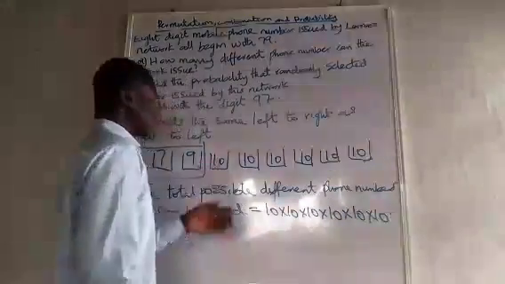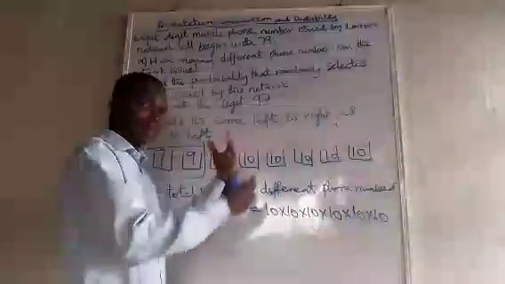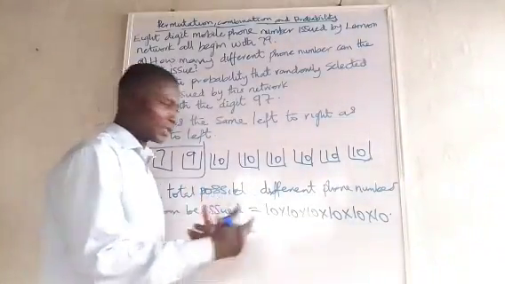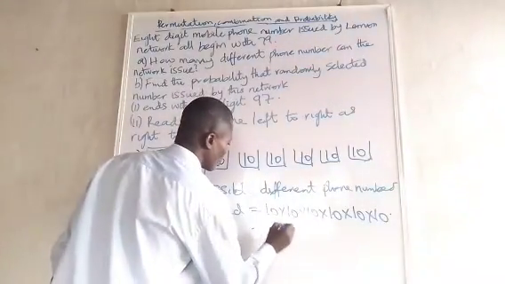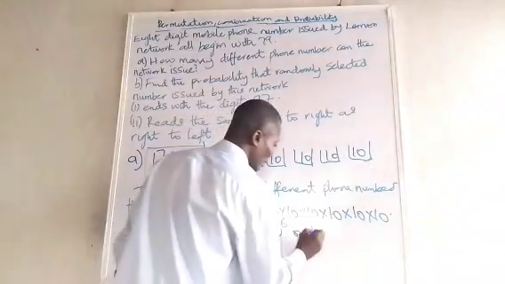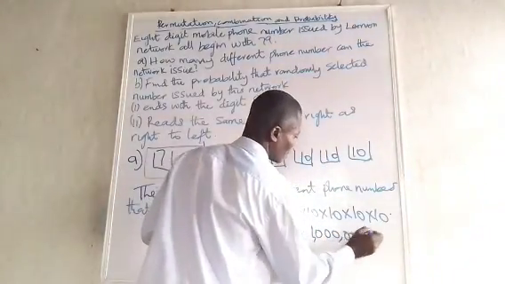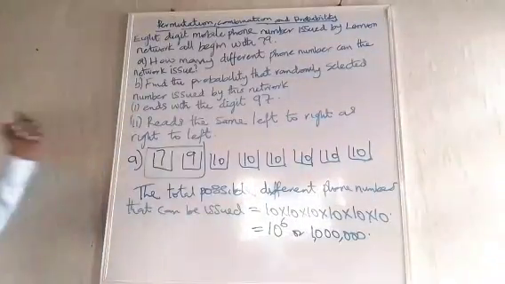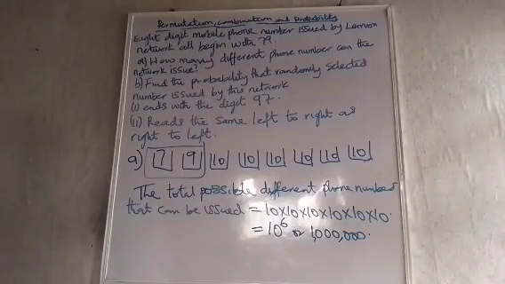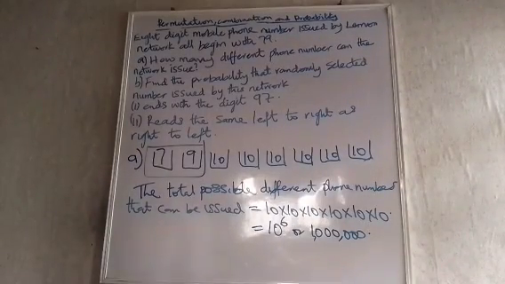What that means is, for this place, it can be repeated. You remember, where repetition is possible. So we are going to have 10 raised to the power 6, or 1 million. So that's the possible numbers or full numbers you can have. Now let's go to the second part.